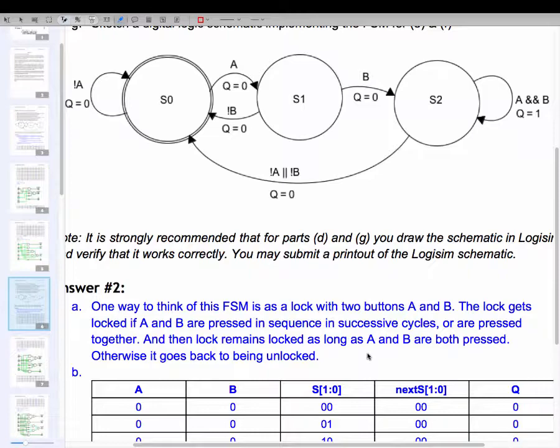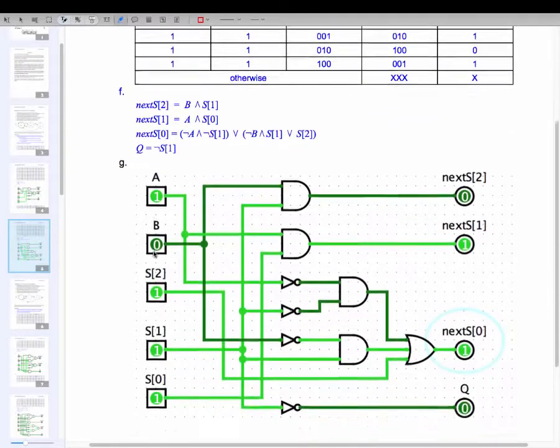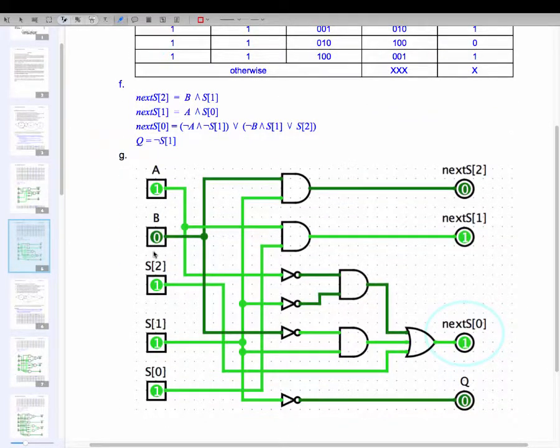Yeah. Using what? Yeah, you can. That's fine.